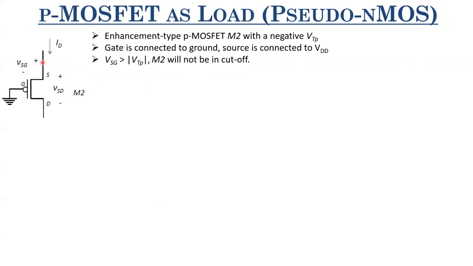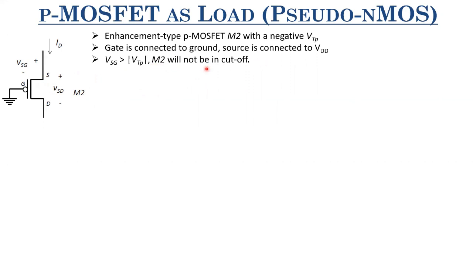So what can we say about the VSG? Here, as I told earlier also, we talk about VSG. Since your gate is always grounded and your source is always connected to VDD, your VSG is greater than mod of VTP, right? You remember that? We were discussing the P MOSFET, and we said that we always talk about VSG, we always talk about mod of VTP, and we always talk about VSD. And the current here, IDS, is kind of ISD. So we also talk about ISD, which is positive. IDS is negative, ISD is positive. Since VSG here is greater than mod of VTP, our M2 will not be in cutoff.